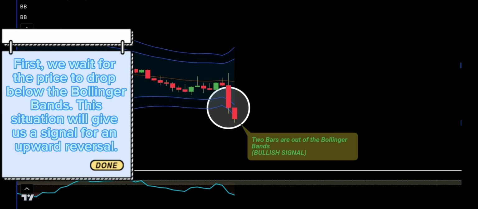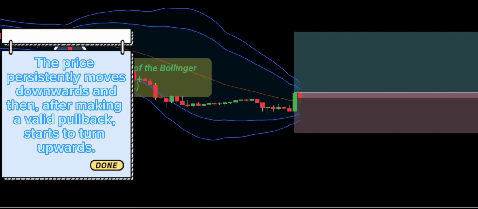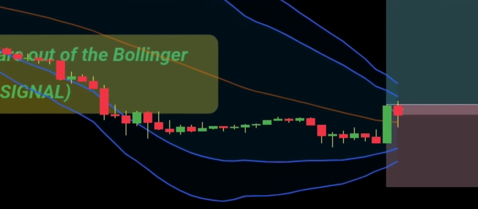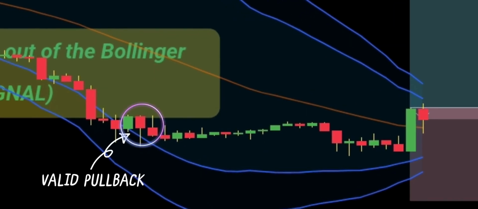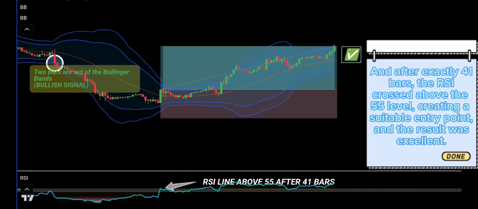First, we wait for the price to drop below the Bollinger Bands. This situation will give us a signal for an upward reversal. The price persistently moves downwards and then, after making a valid pullback, starts to turn upwards. And after exactly 41 bars, the RSI crossed above the 55 level, creating a suitable entry point, and the result was excellent.